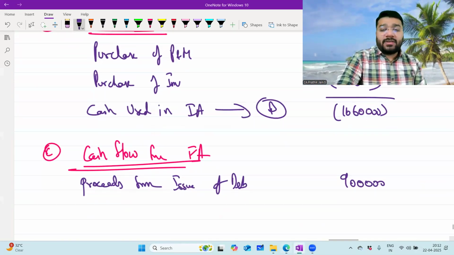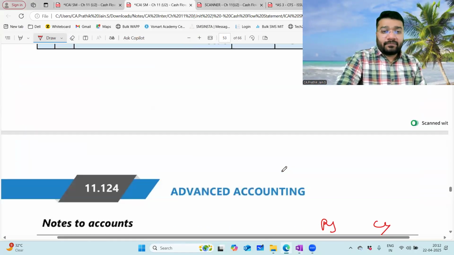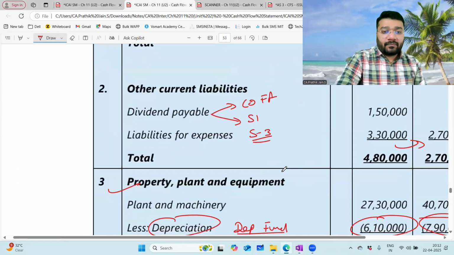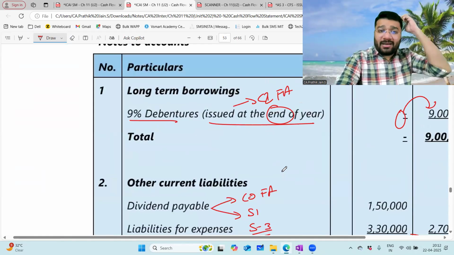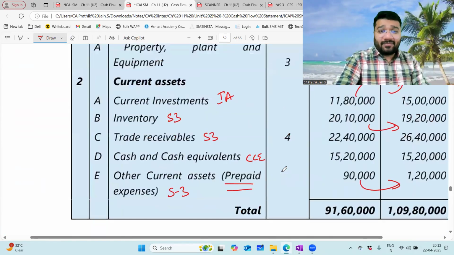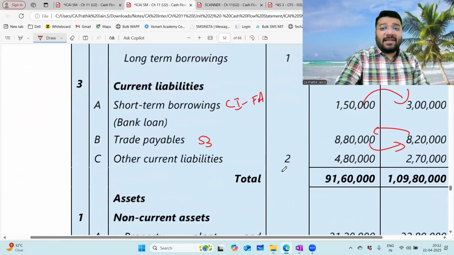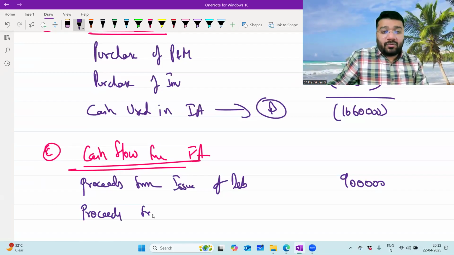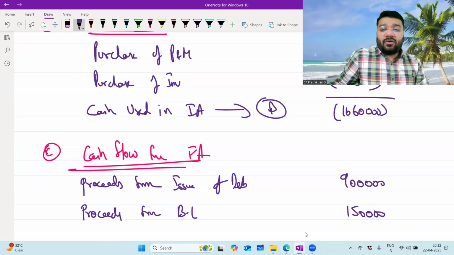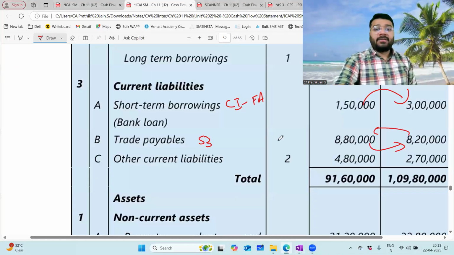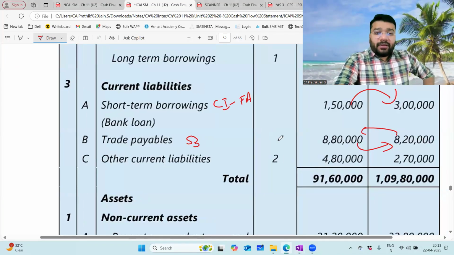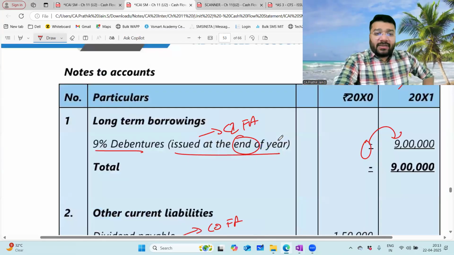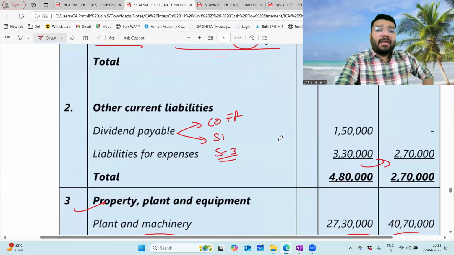Short-term borrowing is what? Bank loan, is it? Where have you given the bank loan? That's it itself. Oh, wonderful. Proceeds from bank loan. How much? 150. Okay. Trade payable, leave it. Other current liability, what is that? Dividend payable. Dividend payable. Oh my God.